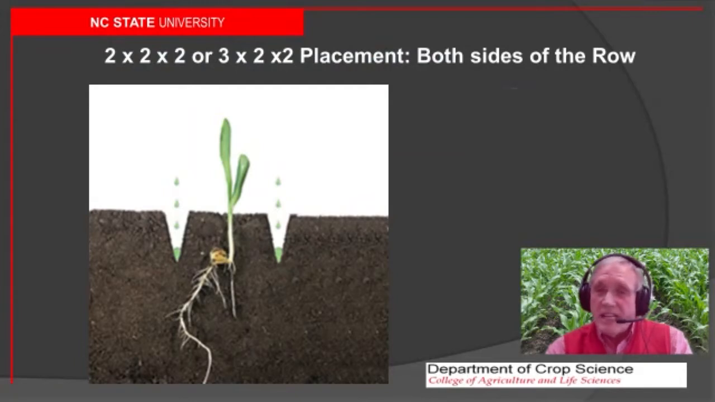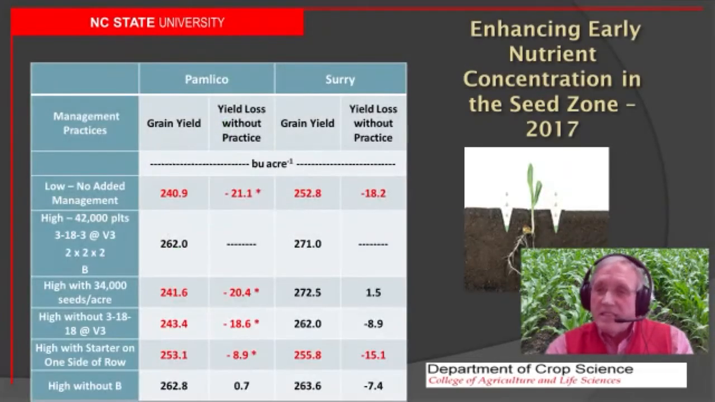How about this newer technique, this 2x2x2 or 3x2? There are different ways of looking at how you designate this. An ideal 2x2 would be 2 inches away from the seed, 2 inches down, and then dumped on each side of the row. A 3x2 in my parlance is that you're now 3 inches away from the seed on the horizontal and still 2 inches down on the vertical. So that's how I designate that application. We've seen some benefits by splitting that furrow, and I'm going to show some more here in a second.